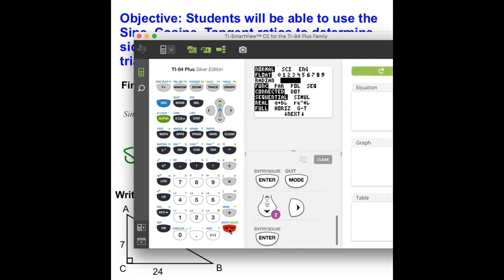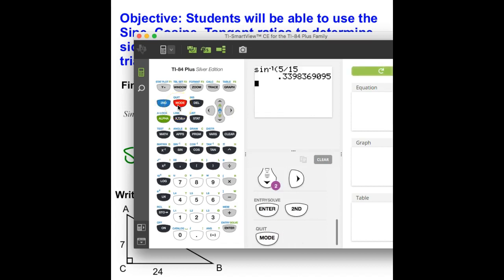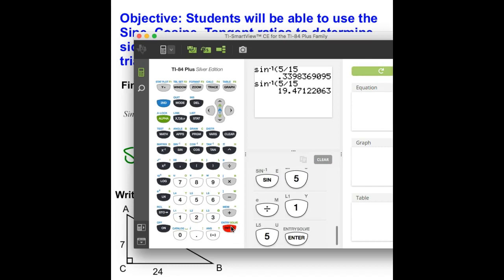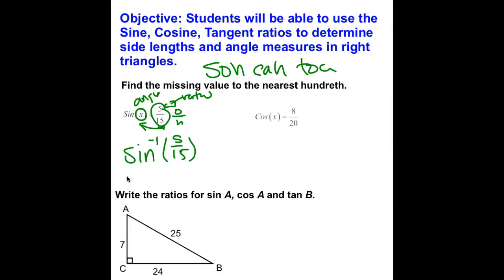Now if I try that again, I second quit out of there. I go sine inverse of 5 divided by 15. I should get a number that makes a little bit more sense, 19.47. That would be your angle measure then. So we write that in degrees. It says round to the nearest hundredth. So we're going to say that x equals 19.47.